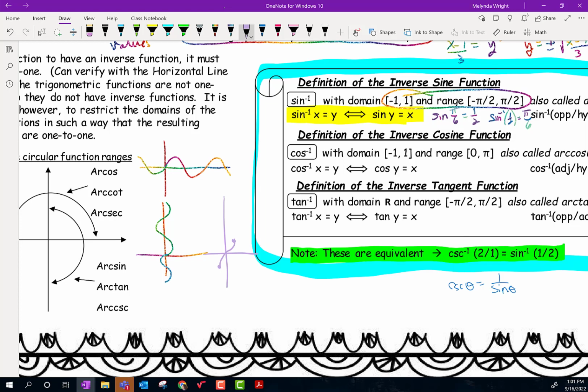Because if I kept it going in either direction, wouldn't it just double back on itself and not be a function, right? So that's what they've done. They've basically made the inverse sine start at negative pi over 2 and end at pi over 2. Those are the y values. That's why the range is from negative pi over 2 to pi over 2, because that's where they decided to restrict it.